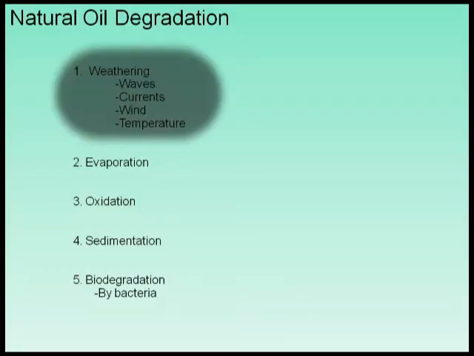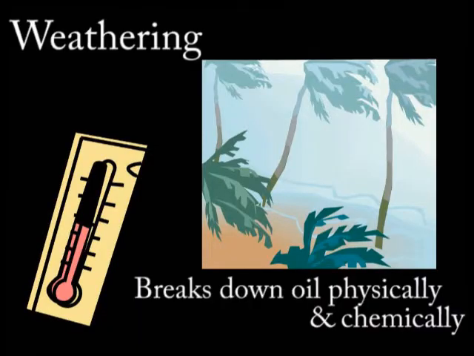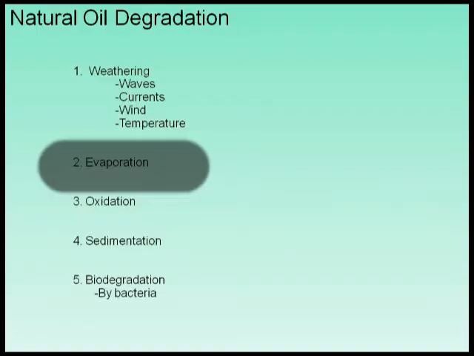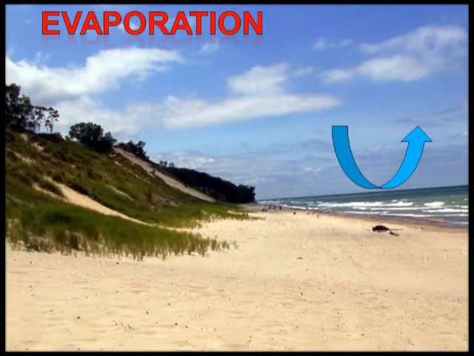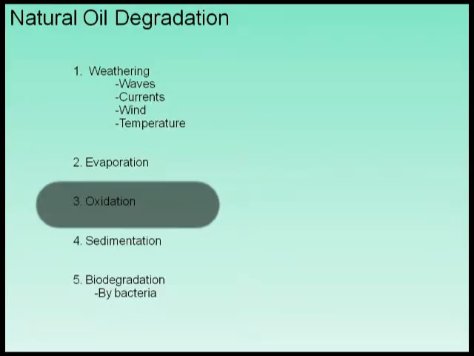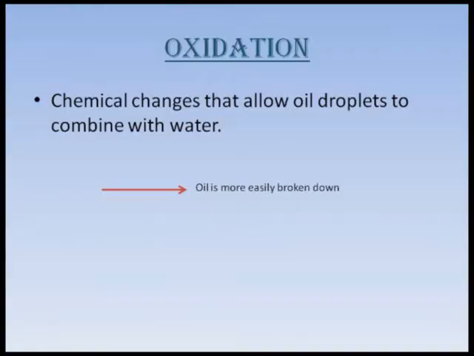Weathering involves the combined action of currents, temperature, waves, wind, and other environmental aspects that will break down oil physically and chemically to form droplets. Evaporation occurs when the liquid component of oil is evaporated into the air. And oxidation is the chemical transformation of oil components, which allows oil to combine with water molecules, ultimately resulting in oil breakdown.